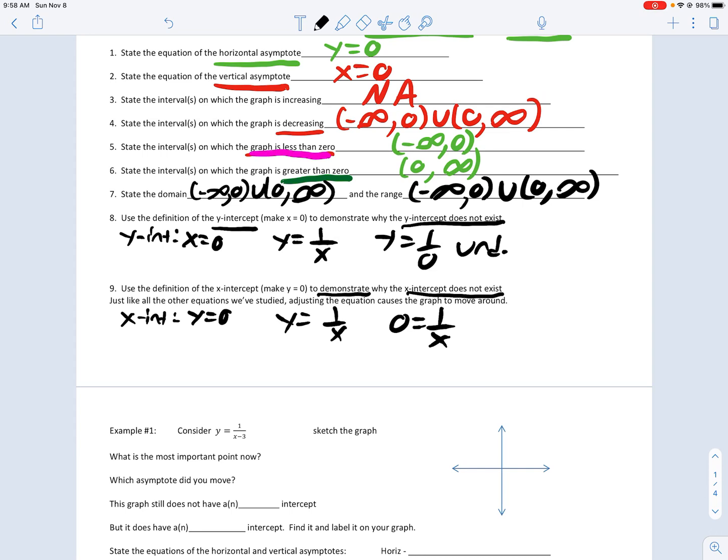Well, something like, well, put 0 in for x. Well, we just did that. It's undefined. So no matter what number I put there, 1 over x will never equal 0. No matter what number goes in there for x, fraction, negative number, positive number, it will never be 0. So that's why there's no x-intercept.